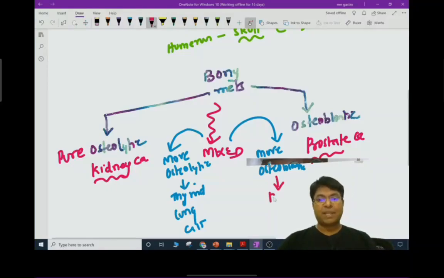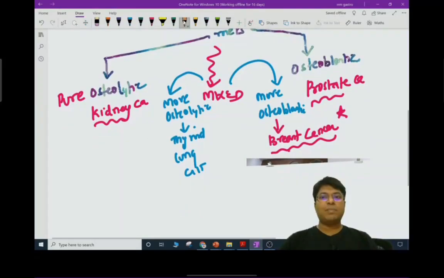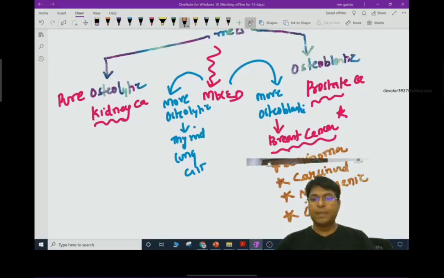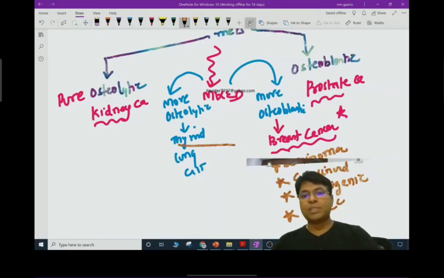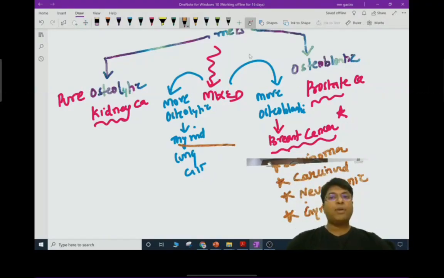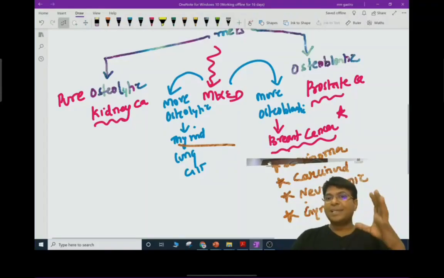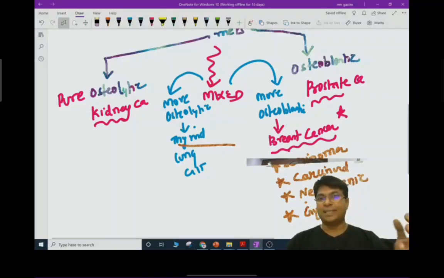The more osteoblastic one is breast cancer. Please don't forget, breast cancer is most important. It can get both osteoblastic as well as osteolytic, but it is more of osteoblastic. Other tumors which are more osteoblastic are seminoma of the testis, carcinoid tumors, neuroendocrine tumors, neurogenic tumors, and gynec tumors like uterine and cervix tumors. They are all more osteoblastic than osteolytic. So please don't forget: pure osteolytic is kidney, pure osteoblastic is prostate, more osteoblastic is breast, and more osteolytic is thyroid cancer.